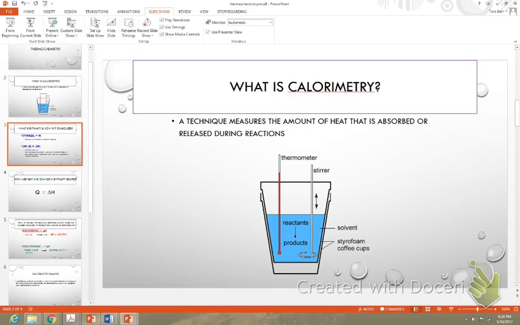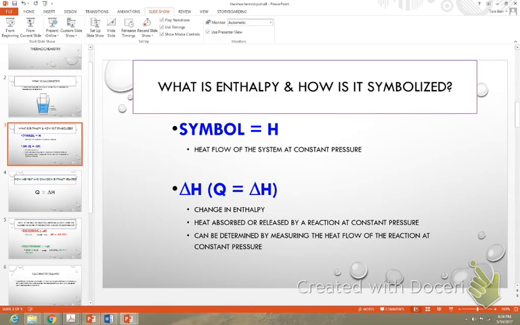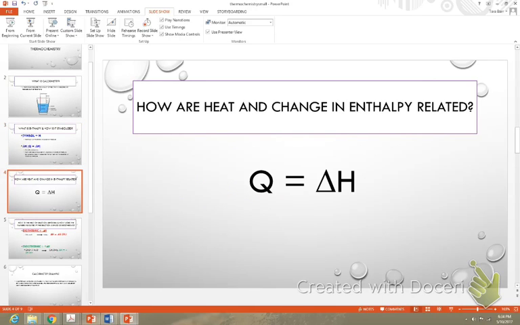Just as a reiteration, we did this in our notes before, but enthalpy is the amount of heat in the system. It's the change of enthalpy, the heat absorbed or released at a constant pressure in a system. So enthalpy is the symbol H. It's also heat, which is Q. So just keep in mind that whenever you see delta H or Q, they're the same thing. Heat and change in enthalpy are the same thing.